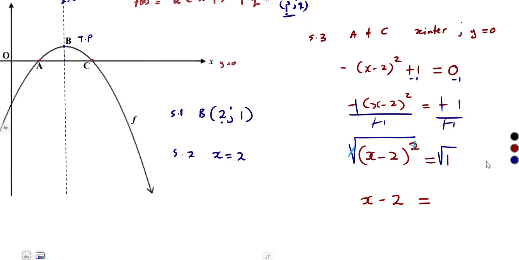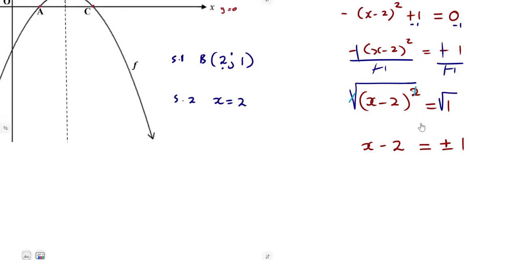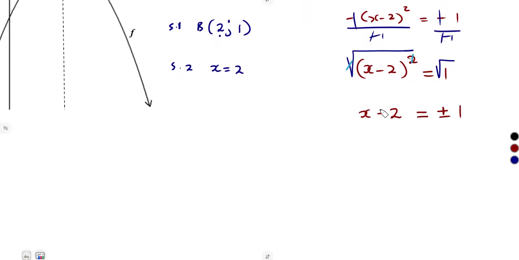Square root of any number, plus or minus, for the square root of any number that you have. So meaning to say, we are going to obtain plus or minus what? Plus or minus 1 from the square root of the value that we are given. So thus, we can solve for x. Taking the minus 2 to the other side of the equation, we are going to have x is equal to 2. But remember, there is a plus or minus.